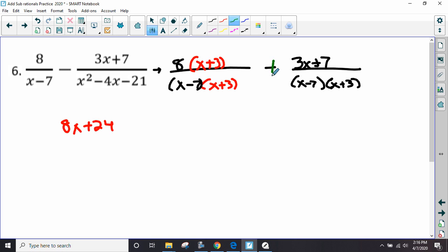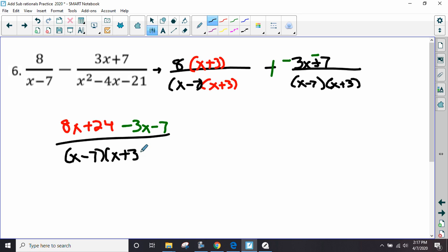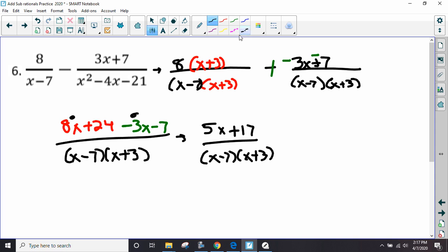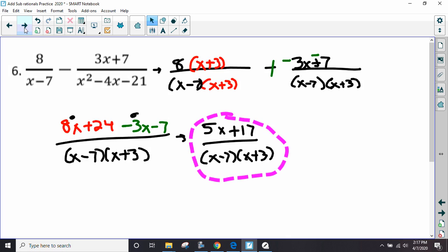Now, I'm going to run this negative 3, just so I don't get confused. So minus 3x, minus 7. All that's on top. Okay, and a little happy Christmas colors in this crazy, crazy time. All right, now we combine like terms. We have 8 minus 3. We have 5x. 24 minus 7 is 17. Nothing else happens here. Okay, so we are done. And we're going to circle our answer because we can. It makes it stand out. It's nice and pretty.